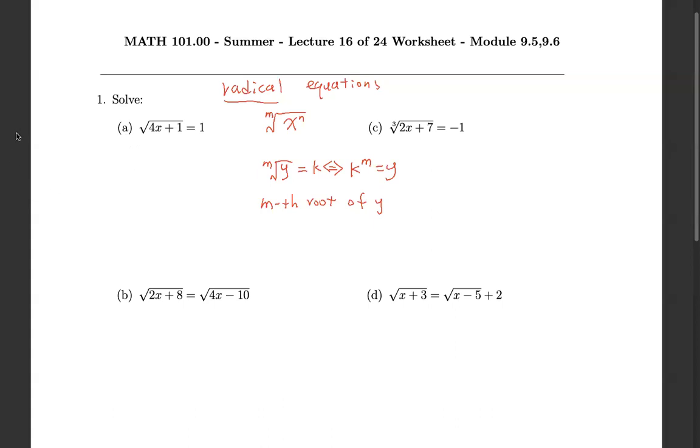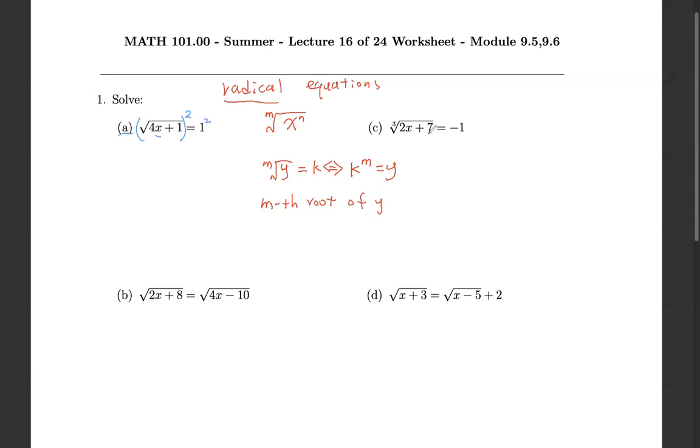Let's say A. So we have the square root of 4x plus 1 equals 1. So what do we want to do? We're solving this equation. We want to get rid of this square root sign. When we solve equations, we always try to get rid of something, in the way to solve for the variable. The variable is x right here. So we will square both sides.